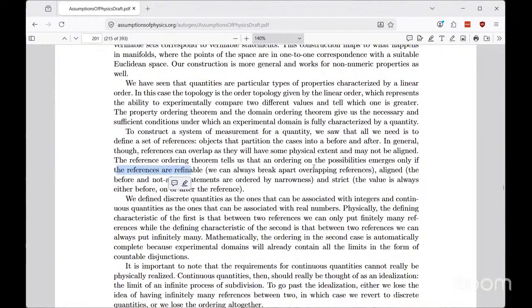The reference ordering theorem tells us that an ordering of the possibilities emerges only if the references are refinable. That is, we can always break apart overlapping references. Aligned, the before and not after statements are ordered by narrowness, and strict, the value is always either before, on, or after the reference. We defined discrete quantities as the ones that can be associated with integers, and continuous quantities as the ones that can be associated with real numbers.